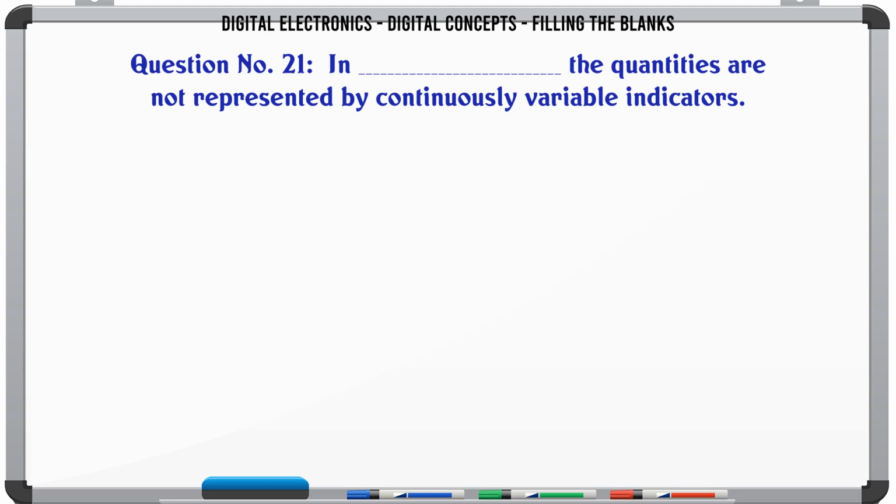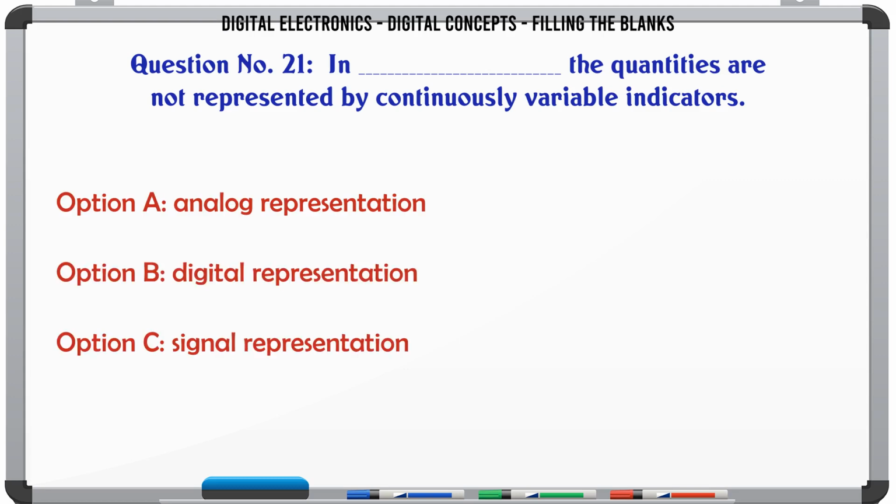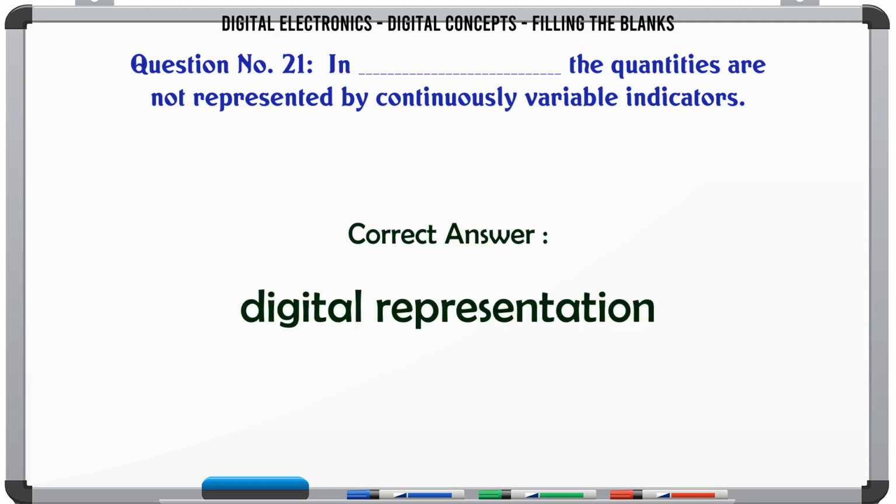In the quantities are not represented by continuously variable indicators. A. Analog representation. B. Digital representation. C. Signal representation. D. Computer representation. The correct answer is digital representation.